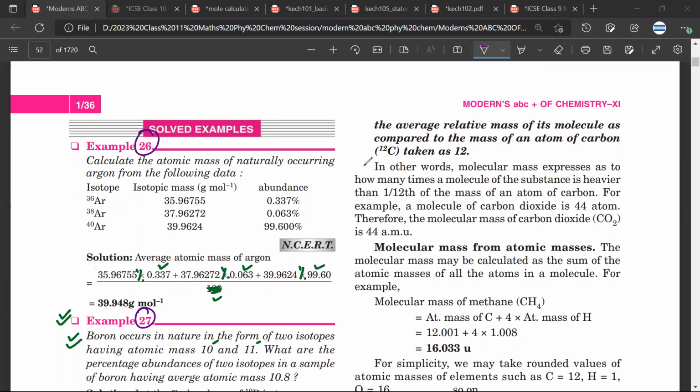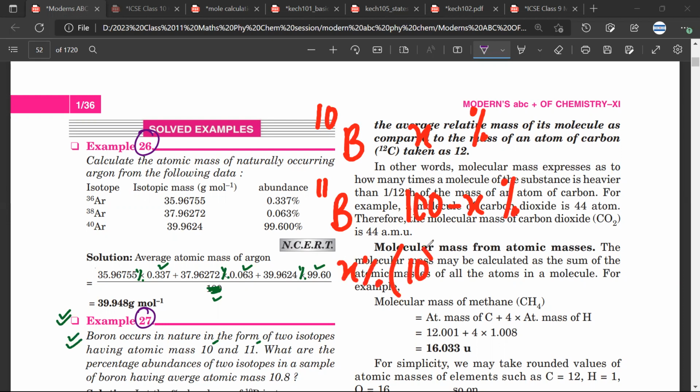So I let the abundance of 10 boron be X because we don't know the value. And then for 11 boron, it will be 100 minus X, because it's for the average. And then for the average atomic mass, they've already given 10.8. So it will be X, which is for 10 boron, into 10, plus (100 minus X) into 11 for the 11 boron, upon 100. And as the average is already given, we'll put it equal to 10.8. And then it's basically a linear equation.